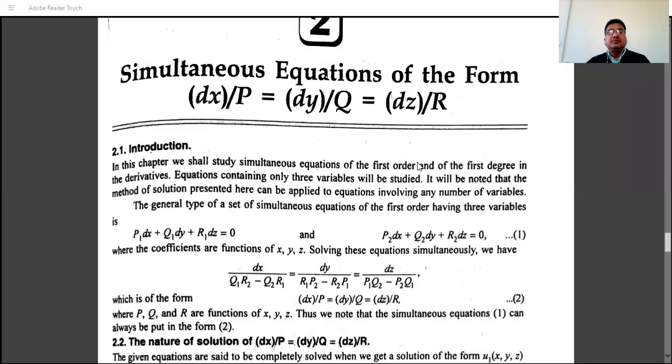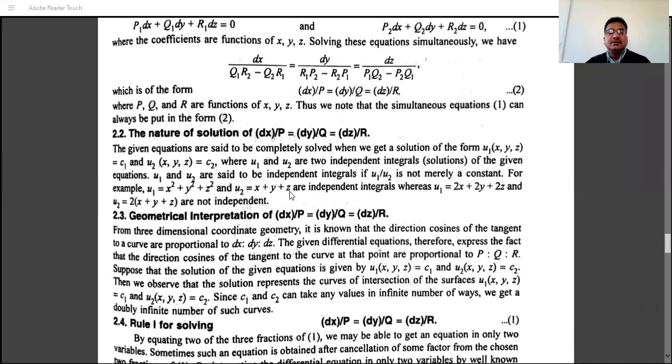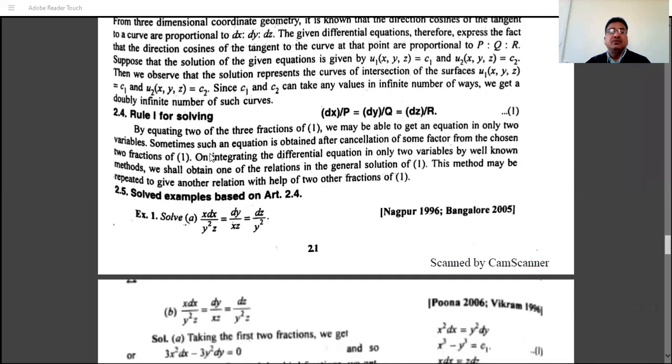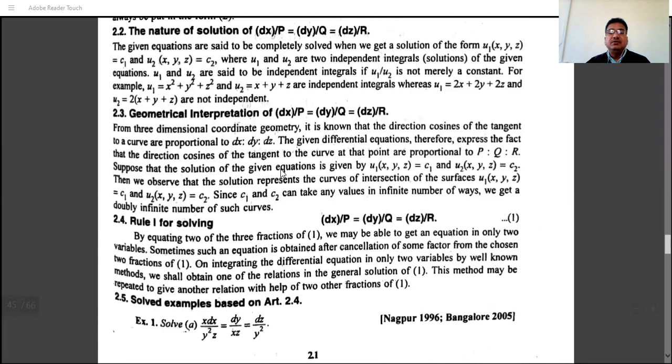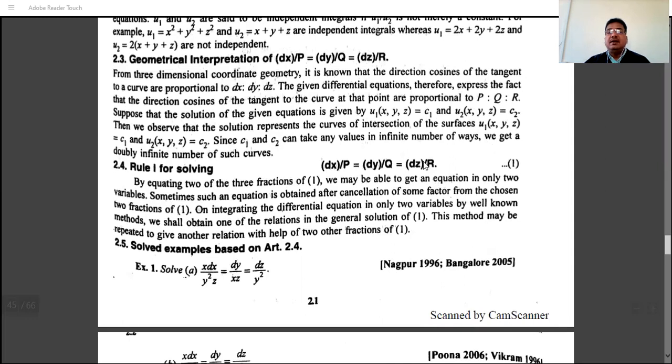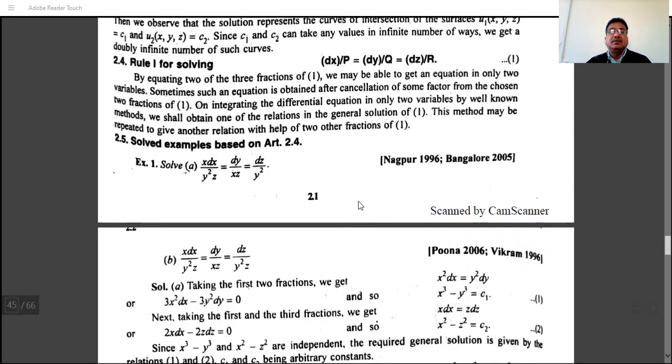Some more examples of the type dx by P, dy by Q, dz by R. And this is the differential equation in three variables x, y, z. There are two basic methods or rules for solving this equation. That is, find multipliers l, m, n such that lP plus mQ plus nR is equal to 0, or consider any two ratios in which one variable gets cancelled or is offset.